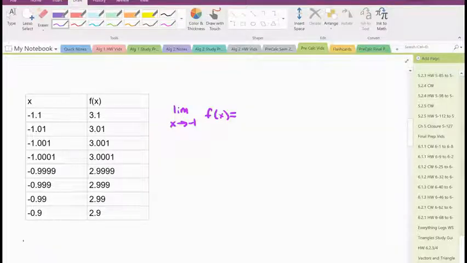When I look at this data here, what I should notice is that, compared to talking about the left and right side on the graph, this is really talking about the left side of this, because as I keep going down in this table, it's getting closer and closer and closer to the x value of -1.